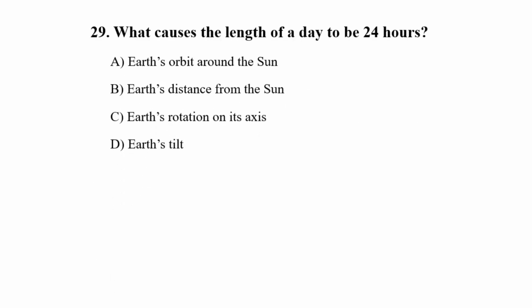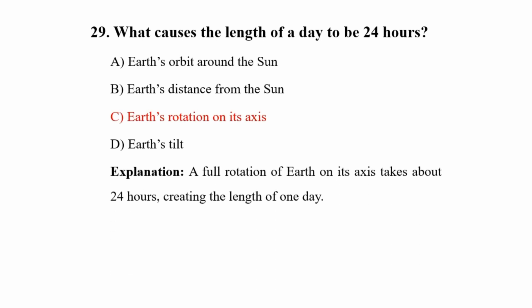Question number 29. What causes the length of a day to be 24 hours? A. Earth's orbit around the Sun. B. Earth's distance from the Sun. C. Earth's rotation on its axis. D. Earth's tilt. The answer will be Earth's rotation on its axis. A full rotation of Earth on its axis takes about 24 hours, creating the length of one day.